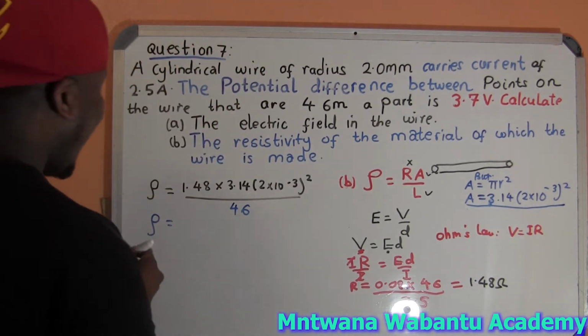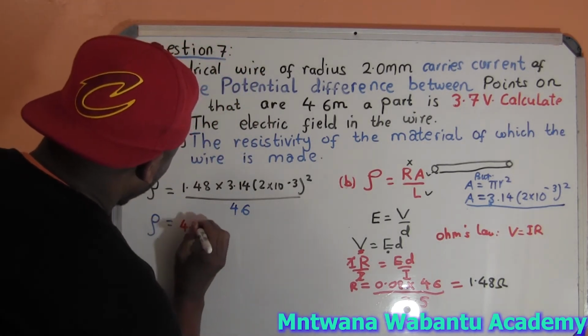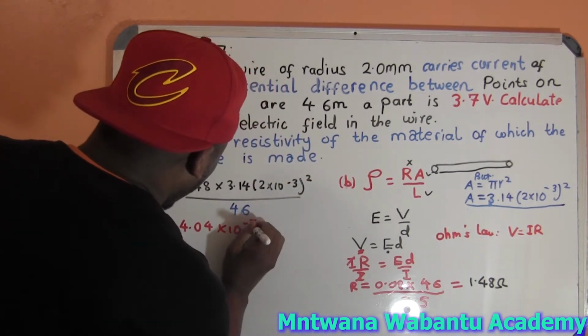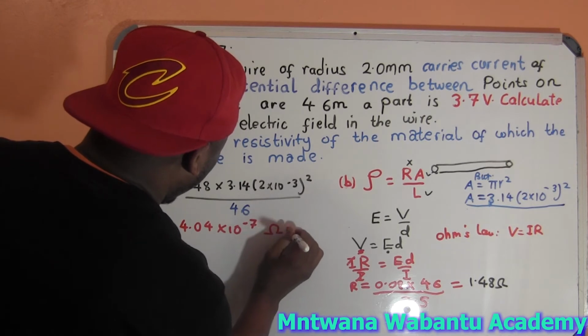So finally, resistivity equals 4.04 times 10 to the negative 7. And the unit of resistivity is ohm meter.